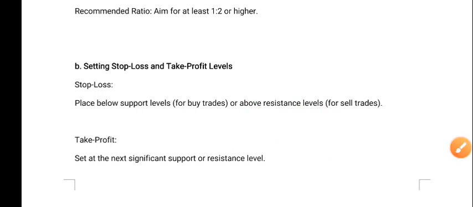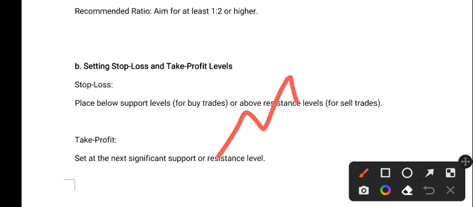Now, take profit. Set this at the next significant support or resistance level. Let's assume that you took a market entry at this level here. You put your SL here. This is your take profit. You can put it here, or at the next significant level, so it could be here.